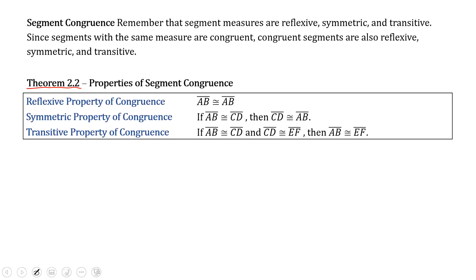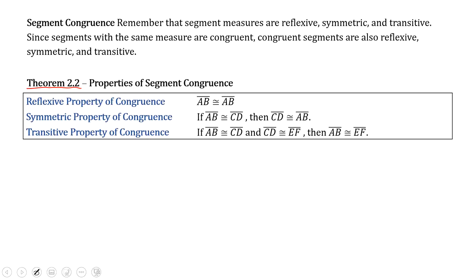I know it looks weird to have to say that and have a property for it, but it is something that we are going to need when we start doing proofs later on in further sections. Our symmetric property, again, if AB is congruent to CD, then CD is congruent to AB. We can flip them around and move the order of that.